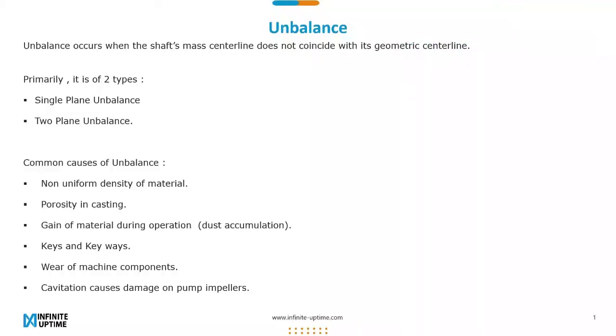Hi everyone. Unbalance occurs when the shaft's mass center line does not coincide with its geometric center line. Primarily, it is of two types: a single plane unbalance and a two plane unbalance.